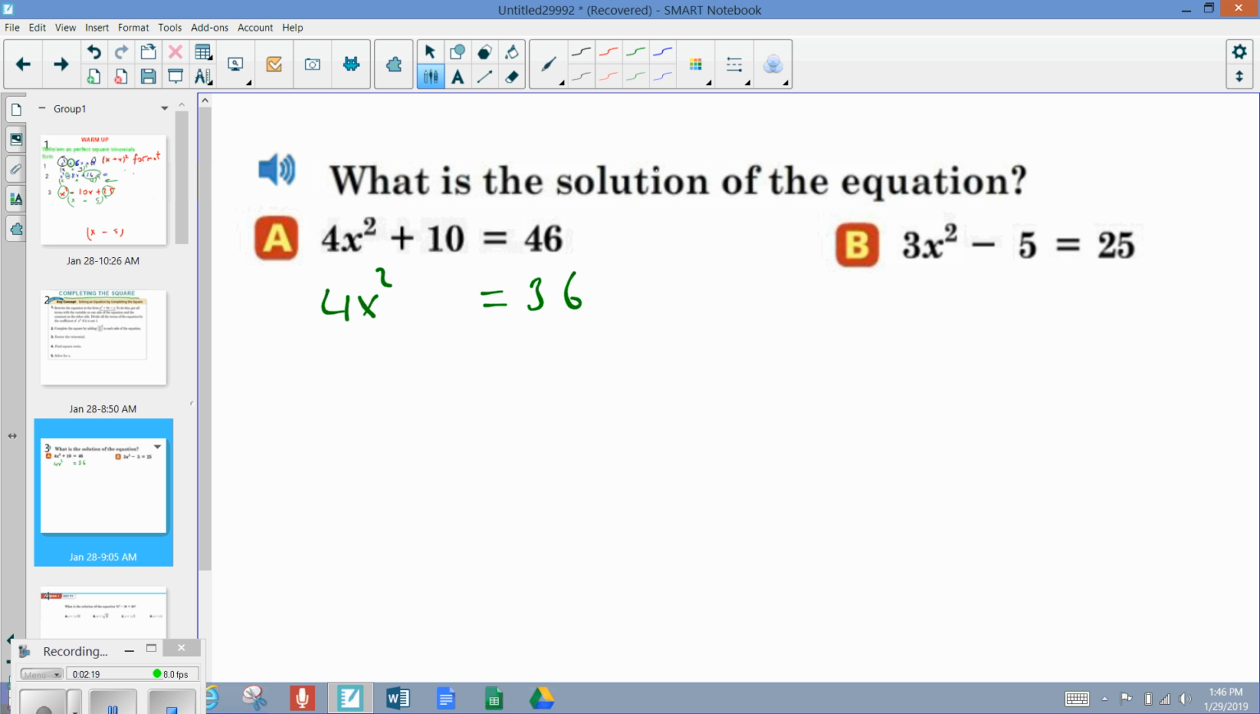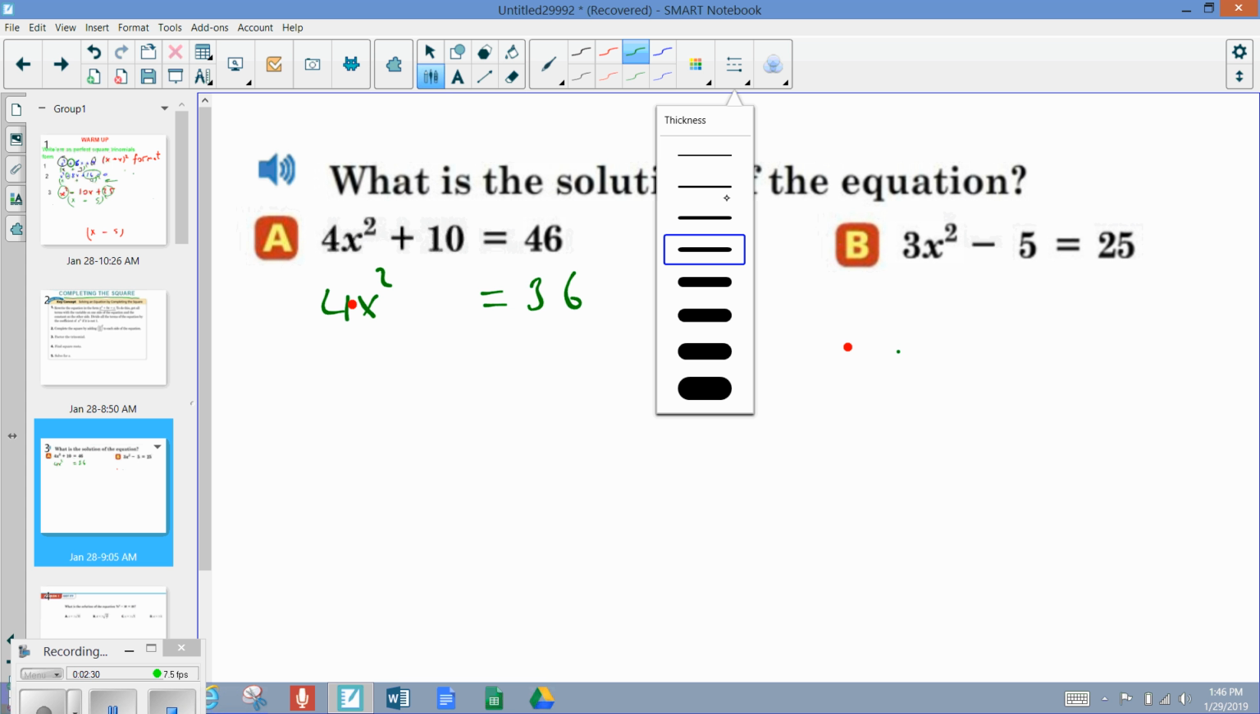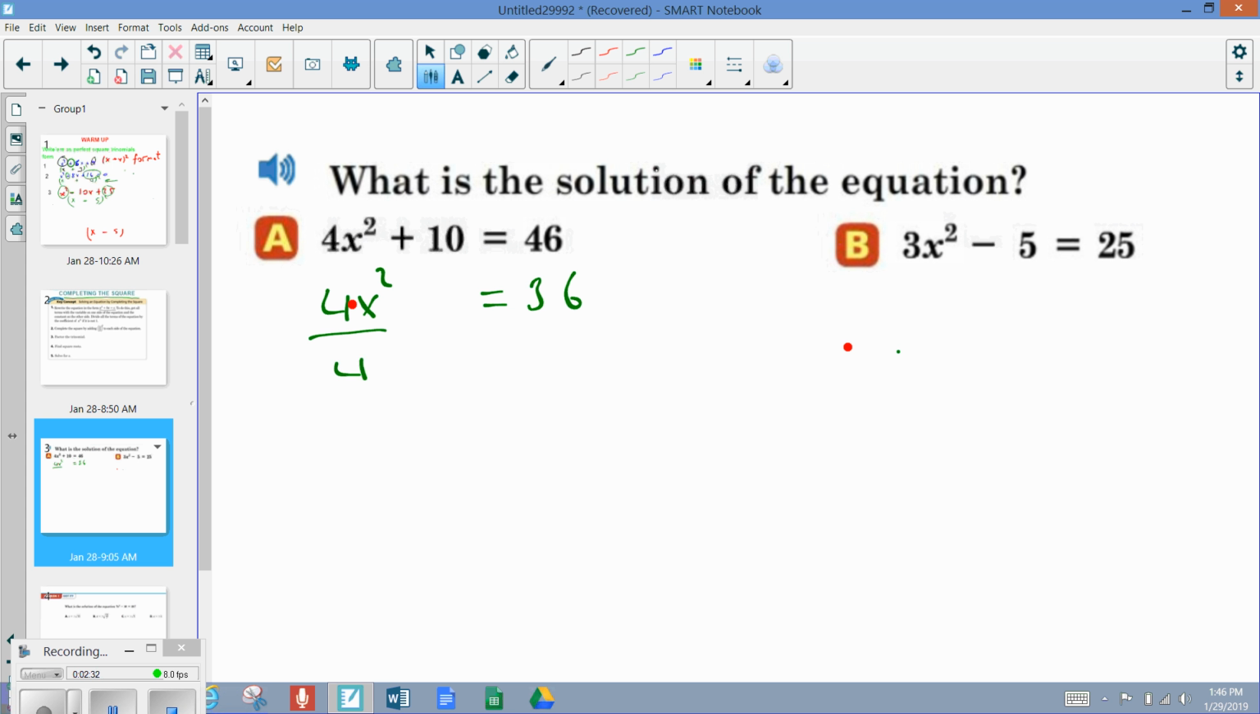Minus what? Well, divided by, since there is multiplication, we will divide. We will divide both sides by 4, as you said. x squared is equal to 9. What is next? x is equal to 3.